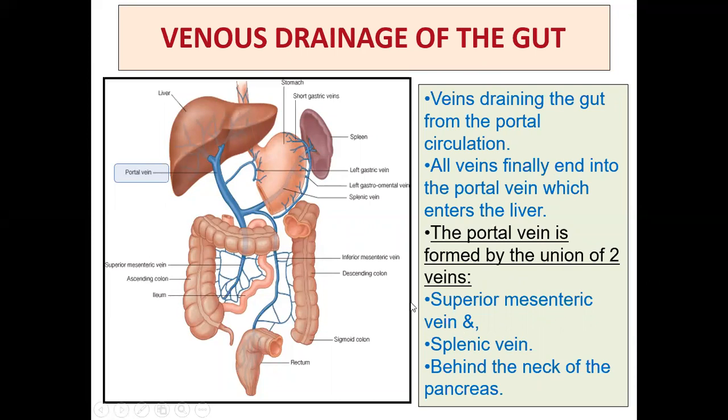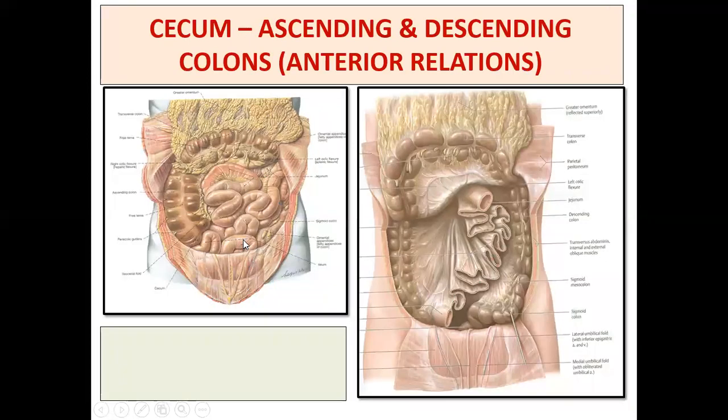So the superior mesenteric vein and the splenic vein lie behind the neck of the pancreas. As you can see here, there is a splenic vein, superior mesenteric vein, and the inferior mesenteric vein draining into the splenic vein, all draining into the portal vein. These are the tributaries of the portal vein.